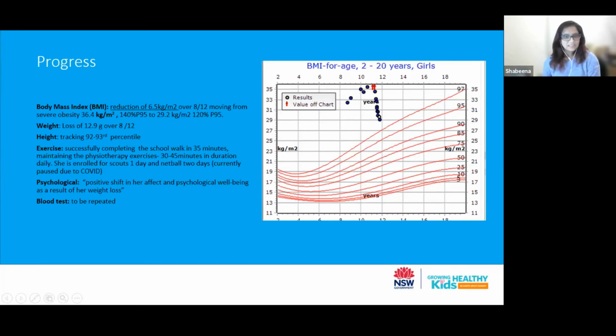I think, is that it? Sorry, I might just jump in. Faye, you might want to explain the 120, 140th percentile. How is that calculated and how do we use it?